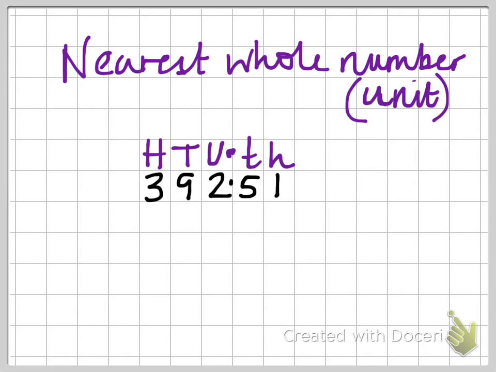The final one is rounding to the nearest whole number. You hear this quite often. All it means is rounding to the nearest unit. So the column we underline here is the units. Circle your decider, make your decision. Here we're going to round up because it's 5 or more. So we've got 393. And that will give us the number rounded to the nearest whole number.